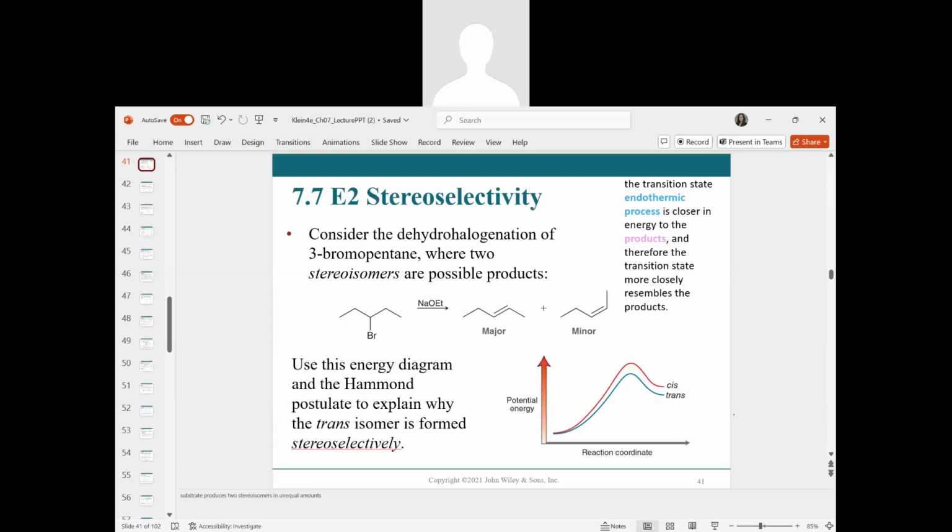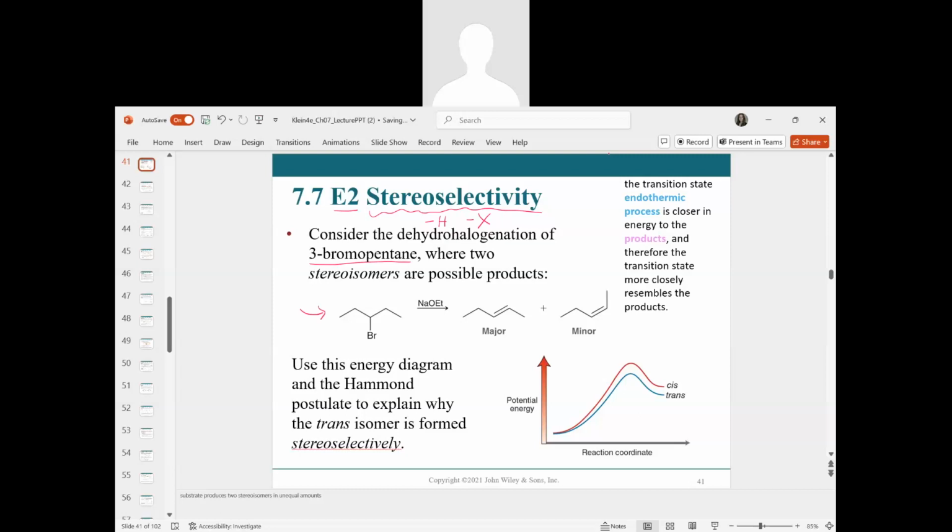In this video, we'll continue with section 7.7 and specifically discuss now elimination reactions, E2, and their stereoselectivity. So we're asked to consider the dehydrohalogenation, or removal of both a hydrogen and a halogen, for 3-bromopentane. And we're told that two stereoisomers are possible products. So we're taking a look.